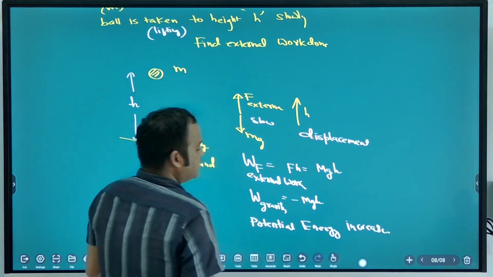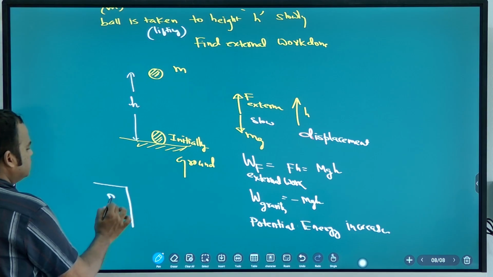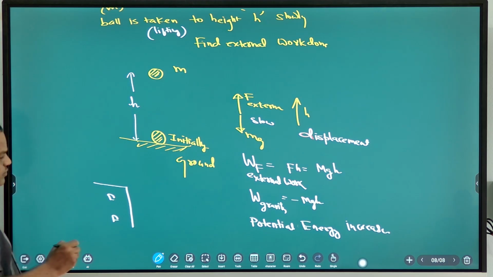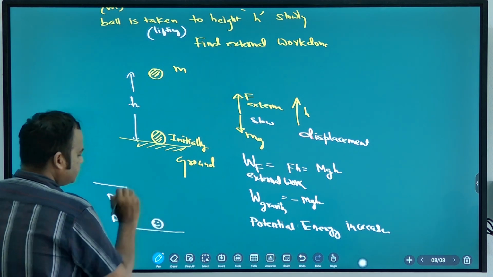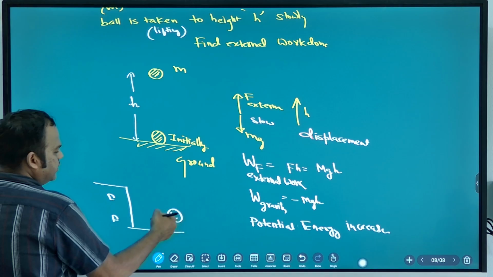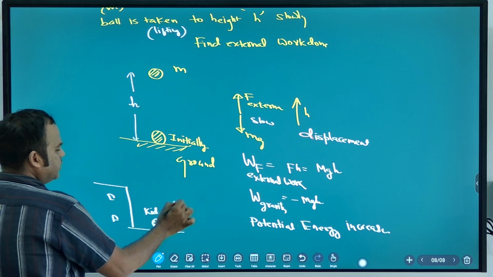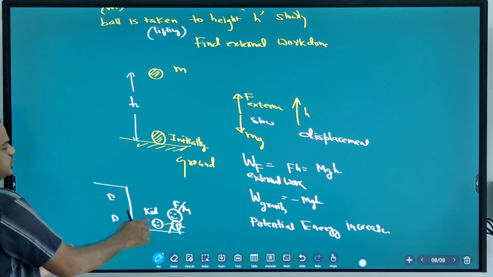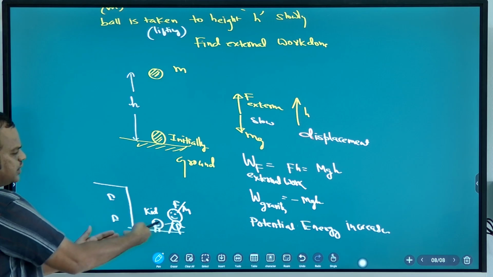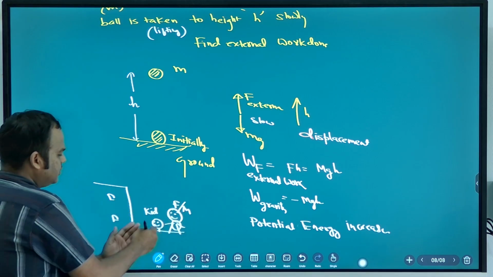Potential energy increases. Suppose I give one example. Let's take a practical example. Suppose there is a building. There is a small kid and the big kid, or father or mother of this kid. This is the kid and this is the father or mother of the kid. The child is on the ground, so the father or mother is happy. The child is playing on the ground.